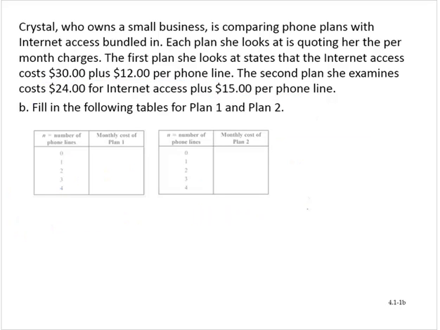Now we're asked to fill in the following tables for Plan 1 and Plan 2. So just as a reminder, the cost for the first plan, I'll call that C1, was 30 plus 12n. The cost for the second plan, I'll call that C sub 2, was 24 plus 15n.